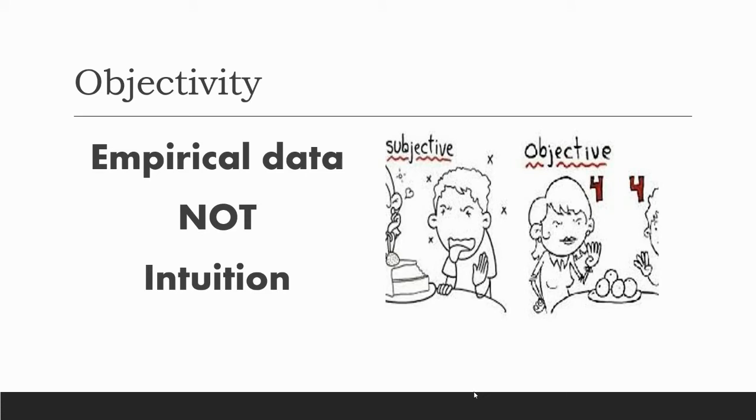Objectivity. So we must use empirical data, not intuition. I think I have mentioned this before. When we do research, we cannot use intuition. Rasa-rasa, agak-agak. So it must be very objective. Ya ataupun tidak. Enough evidence or not enough evidence. So it must be objective.